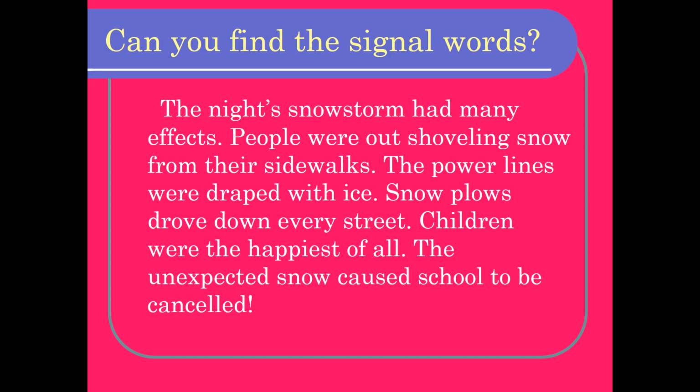Can you find the signal words in this paragraph? The night snowstorm had many effects. People were out shoveling snow from their sidewalks. The power lines were draped with ice. Snowplows drove down every street. Children were the happiest of all. The unexpected snow caused school to be canceled. Did you see some signal words that show you cause and effect?